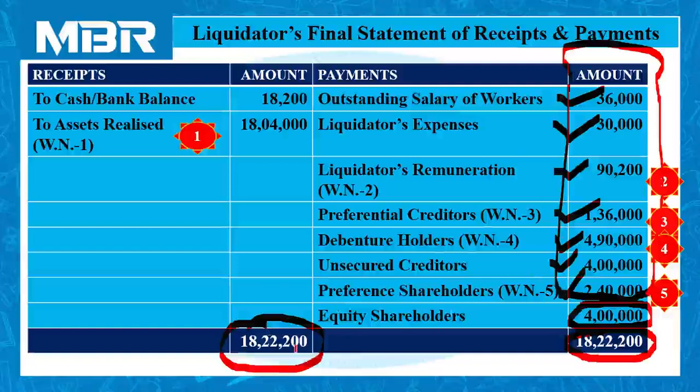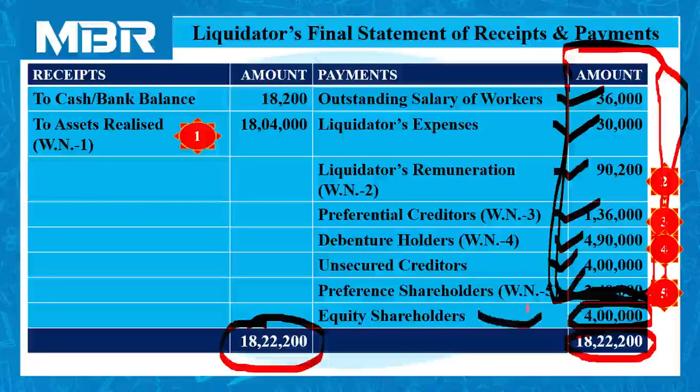Out of 18 lakhs 22,200, 14 lakhs 22,200 rupees paid to the different stakeholders from outstanding salary of workers to the preference shareholders. So amount of difference over here is rupees 4 lakhs, and these 4 lakhs rupees payable to the equity shareholders of the company as they are at the last stage of payment. So whatever the remaining amount available to us, we have paid to equity shareholders in order to disburse their dues.